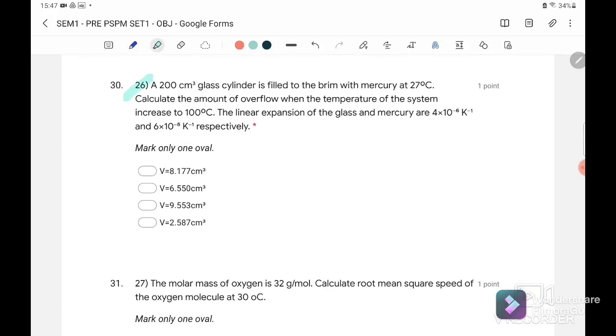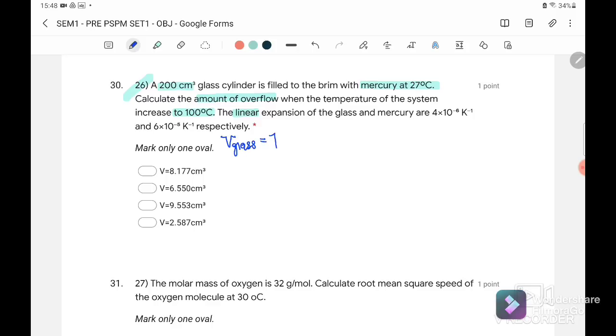Next question is number 26. A 200 cm³ glass cylinder is filled to the brim with mercury at 27 degrees Celsius. Calculate the amount of overflow when the temperature is increased to 100 degrees Celsius. Meaning that initially it's 27 and the temperature will increase to 100 degrees Celsius, so there is an expansion. The linear expansion of the glass and the mercury is 4 × 10^-6 and 6 × 10^-5. Calculate the amount of overflow. Before we find the amount of overflow, we need to find the volume after expansion for the glass and also the mercury first.